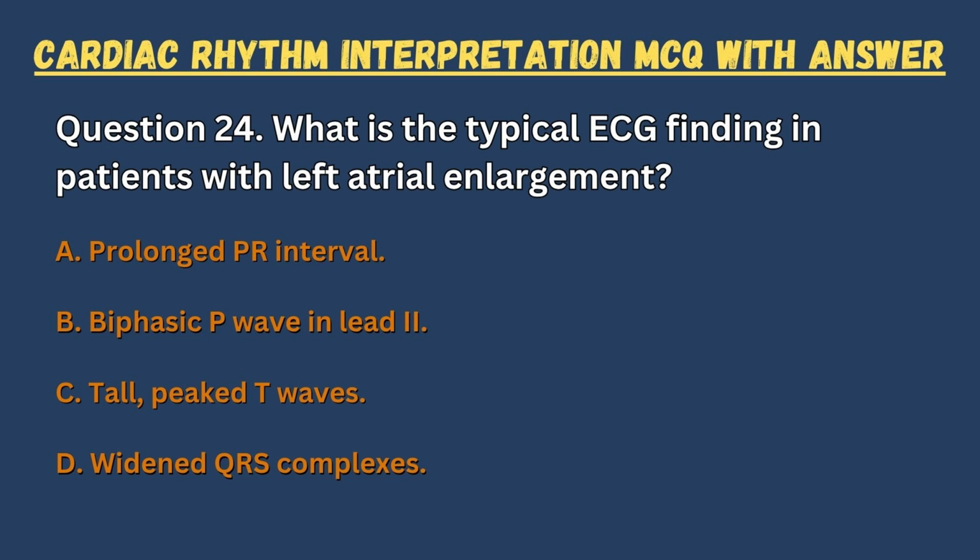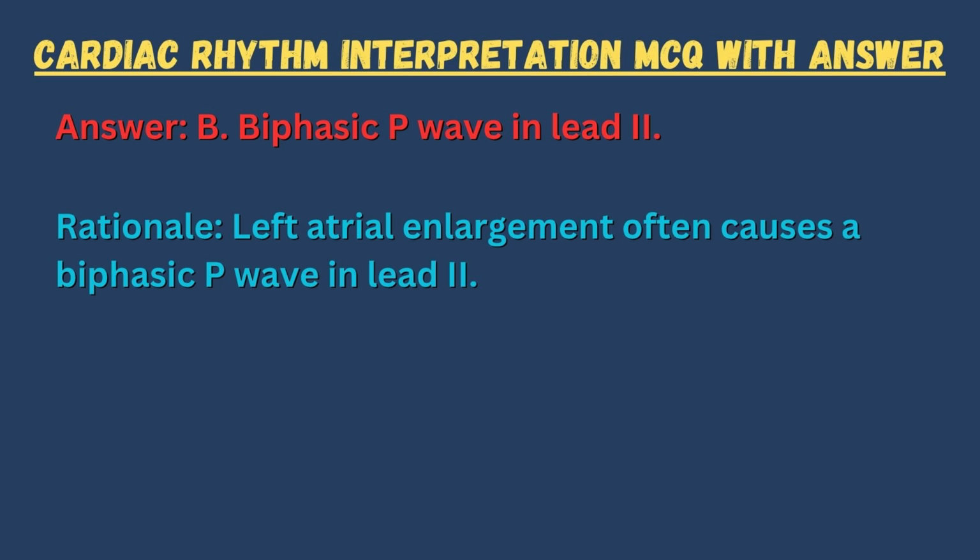A. Prolonged PR interval. B. Biphasic P wave in lead II. C. Tall peaked T waves. D. Widened QRS complexes. Answer: B. Biphasic P wave in lead II. Rationale: left atrial enlargement often causes a biphasic P wave in lead II.